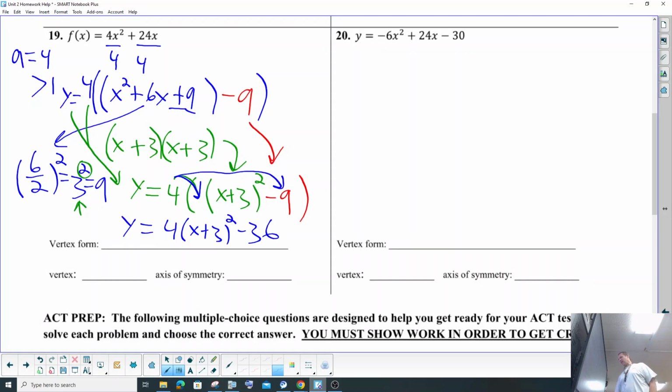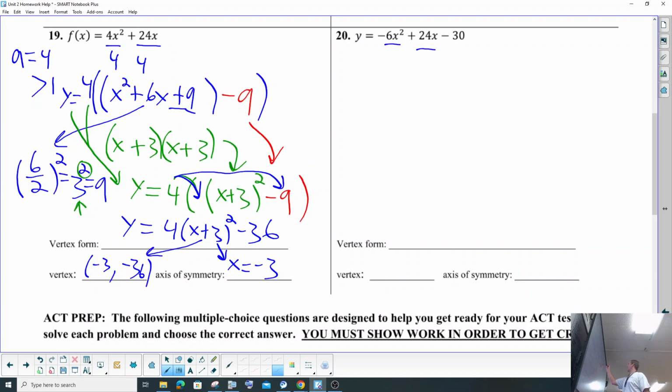Okay, so then, excellent. So what's our vertex? Remember, it's the opposite sign for the x value, so that's going to be a negative 3, comma, and then the y value, the sign stays the same. So that's our vertex, as well as our axis of symmetry is going to be the negative 3 as well. Remember, opposite sign, right? So again, when you go to number 20, it'd be a good idea to pull out the negative. Go ahead and pull out the negative there.